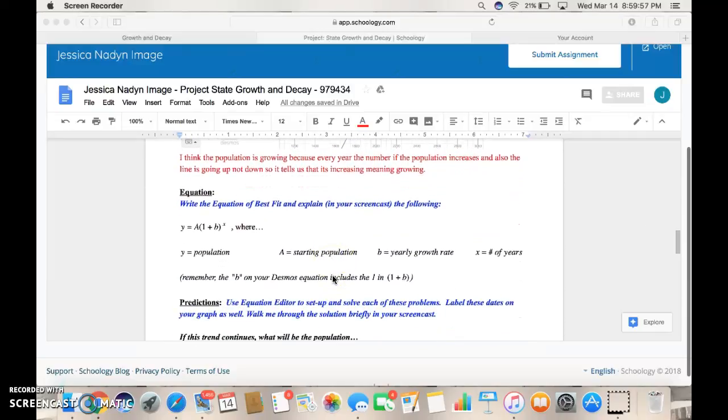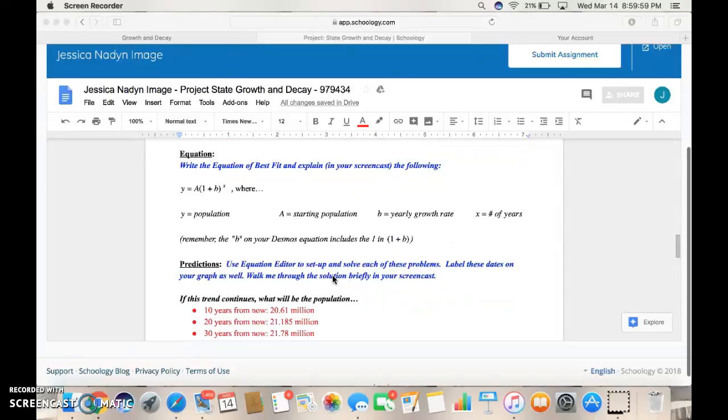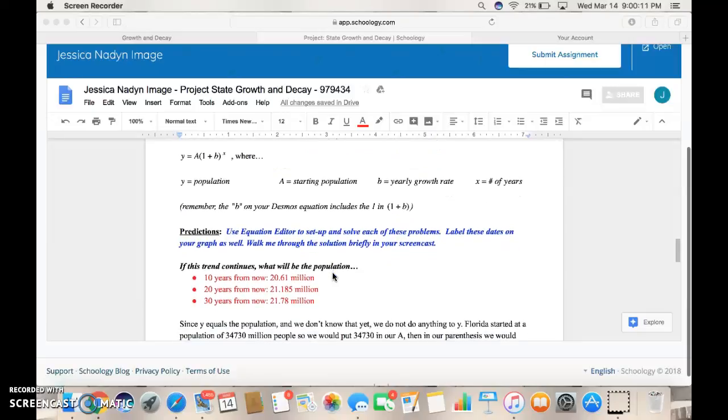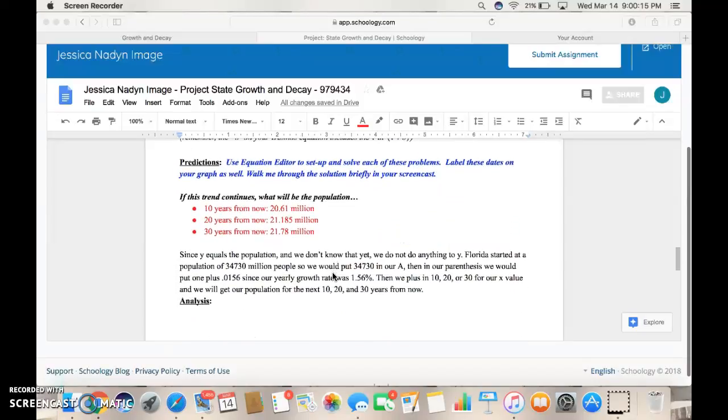Then I put my equation of best fit, which was y equals a, in parentheses, 1 plus b, to the x power, where y equals population, a equals starting population, b equals yearly growth rate, and x equals the number of years. Since y equals the population and we don't know that yet, we do nothing to y.